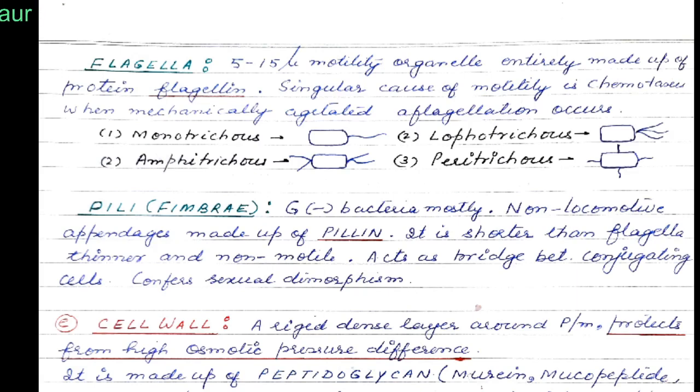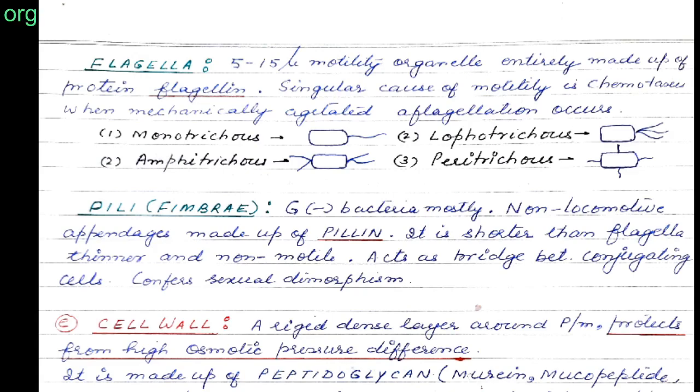But they have one function to perform, that is they form a bridge between two conjugating cells and confer the sexual dimorphism. The sexual dimorphism is conferred to the bacteria, as I have told you in the previous slide, that whenever a bacterial cell has the plasmid, it is called male and it must have a pilus. This pilus is a transient or temporary structure which gets dissolved after some time, after the passage of the genes of plasmids.